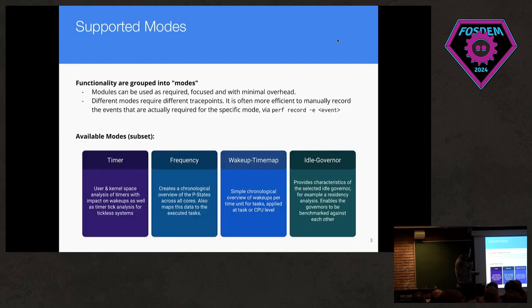So what are the modes? There are several modes that can be activated and used. You just activate the mode you want to focus on and dig into the details, right? This is how things work. What's also important is that every mode has different trace points in the kernel. So you usually record only the trace points you require for the particular analysis, because if you record every trace point, you get a lot of huge data, so normally you limit the data.